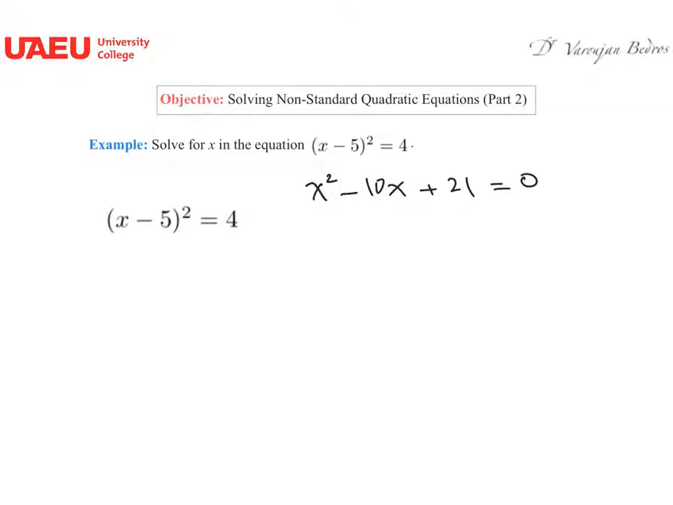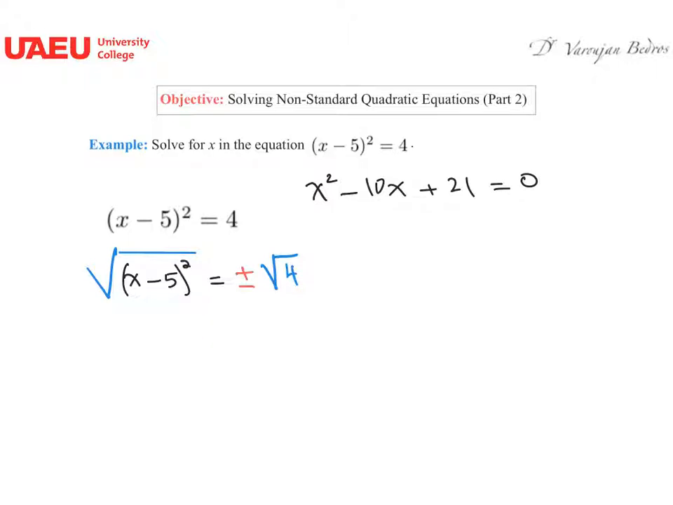As we see here, we have the square of a binomial, x minus 5 equals 4 here. In order to extract x from the square, we do the opposite operation of a square, which is the square root. So we take a square root of both sides. But remember, when we do that, we get plus or minus the square root of 4 on the other side.